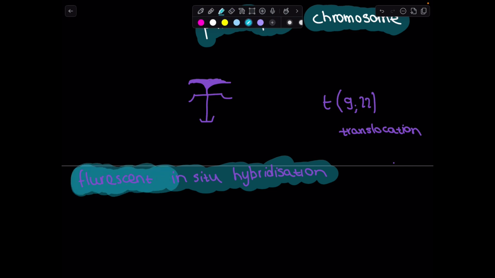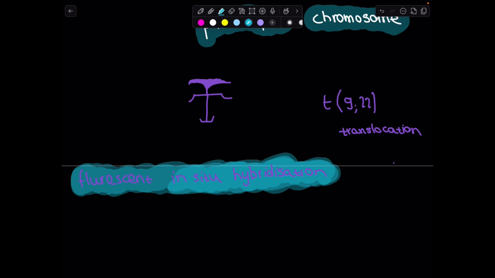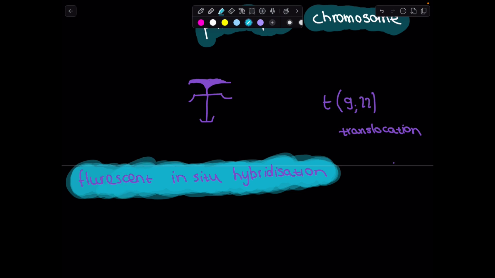What about fluorescence in situ hybridization? All right, let's tackle fluorescence in situ hybridization, FISH, in the context of the Philadelphia chromosome and blood cancers like chronic myeloid leukemia, CML. My bad. Thanks for the catch. You're right. Fluorescence in situ hybridization, FISH.